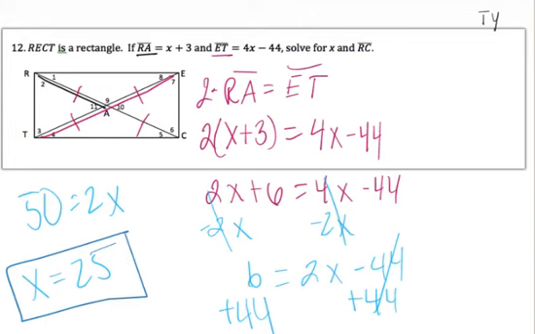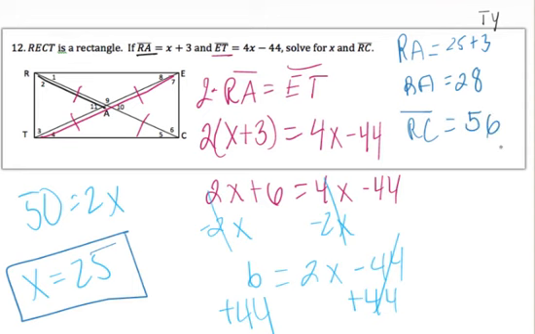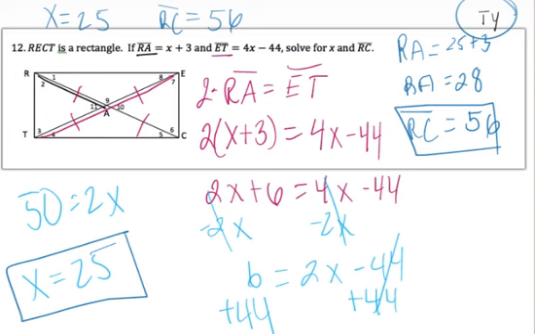Find RC. Okay. Well, let's see. RA would be then 25 plus 3, right? So RA is going to be 28. So RC is the whole thing, and it's just doubled. So RC is going to be double that. So if I double 28, I'm going to get 56. So there are our answers. X equals 25. RC equals 56. And if you do everything correctly, it spells out Rusty.